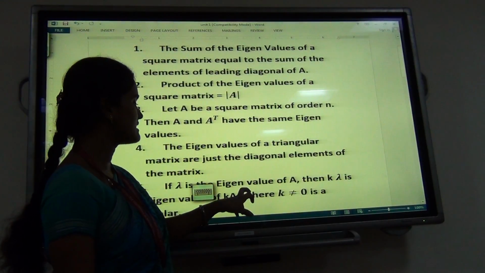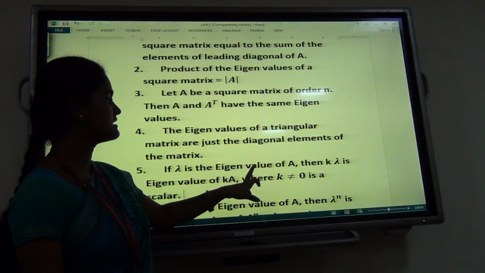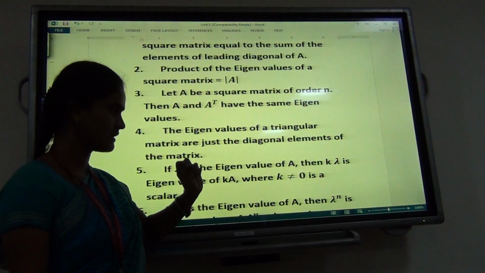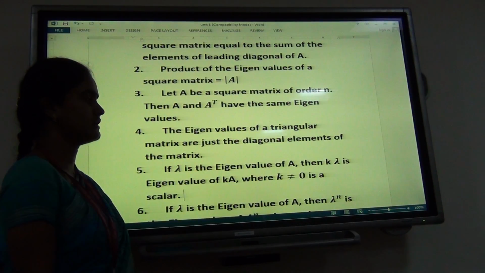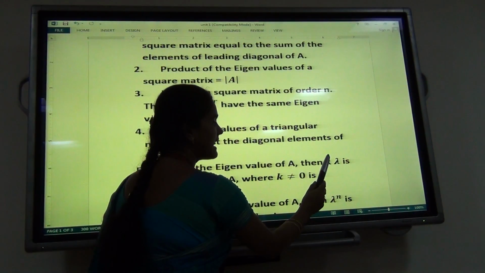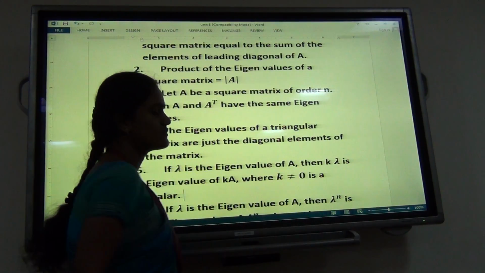The next property: if lambda is an eigenvalue of A, then this K is some constant which is not equal to 0.